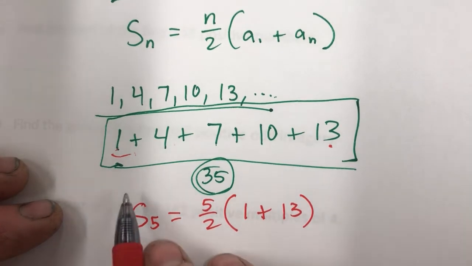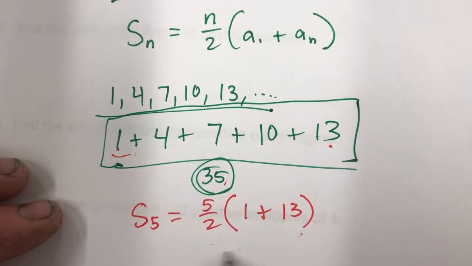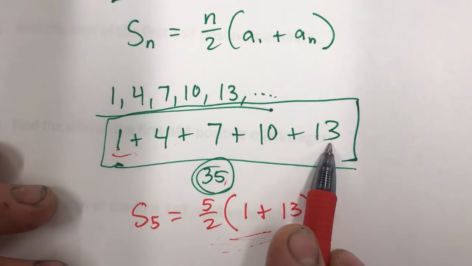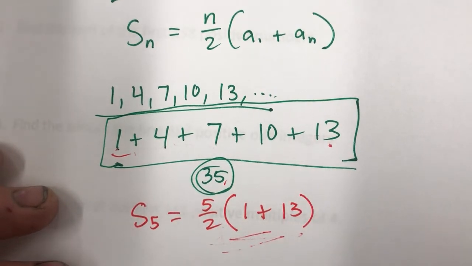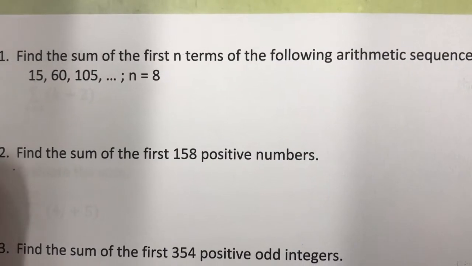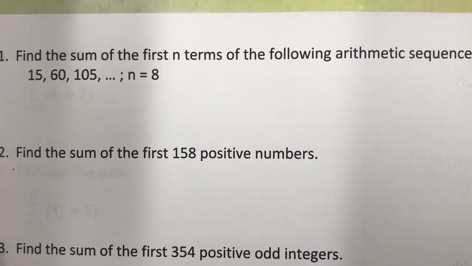Now, in this case right here, I could just add those up and get 35. I really don't have to use this formula. But what if I wanted the sum of the first 50 numbers? Then that would be more complicated to do it this way. It'd be best to use the formula. Okay. Now, let's do some problems here and see what we got going on.